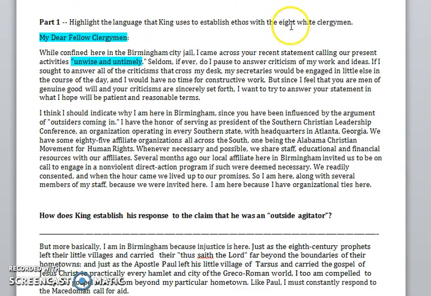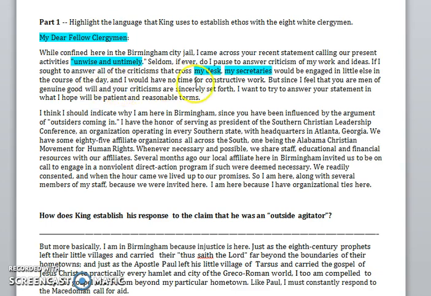Okay. And he says, "Seldom, if ever, do I pause to answer criticism of my work and ideas. If I sought to answer all of the criticisms that cross my desk," so it's interesting, he's reminding us, I work at a desk. I have my own desk and office. He says, "my secretaries," and not just one secretary, he has multiple secretaries, "would be engaged in little else in the course of the day."